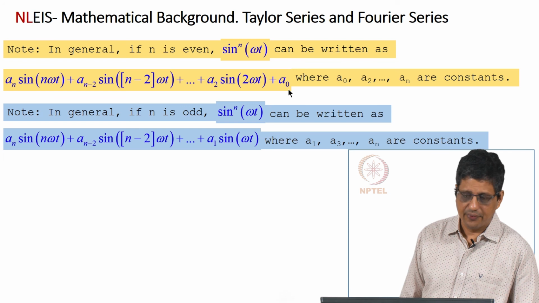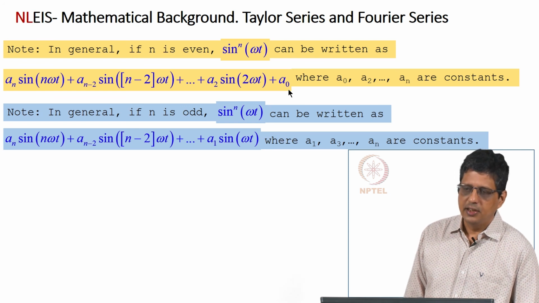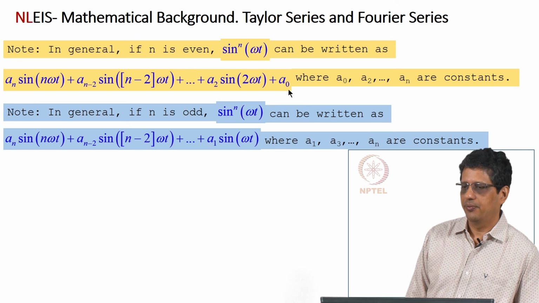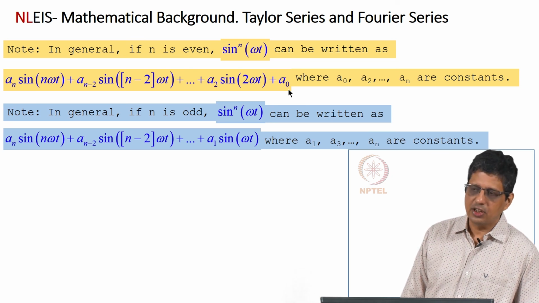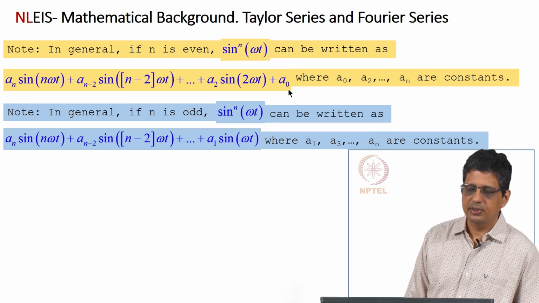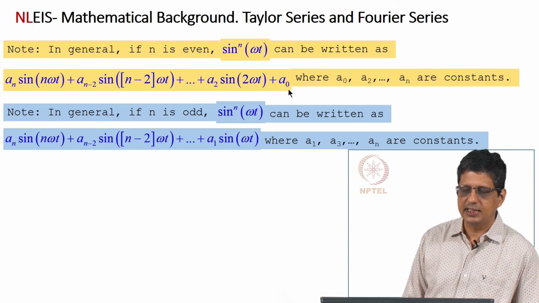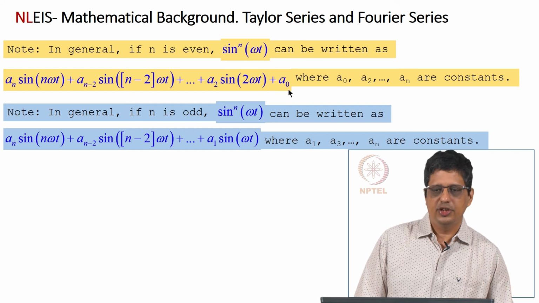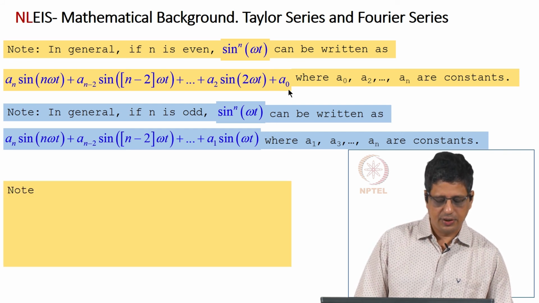So, that means if I want to know the contribution to sin omega t, I should look at sin cube, sin power 5, sin power 7 until infinity. And likewise, contribution to the second harmonic will come from sin square, sin power 4, sin power 6, etc. If we say that after certain time we can truncate, then up to that we should count this and rearrange.